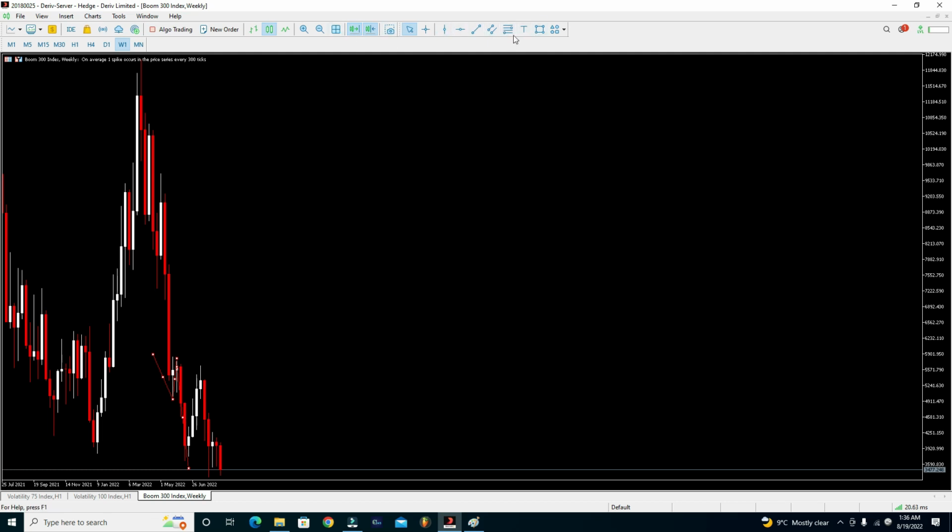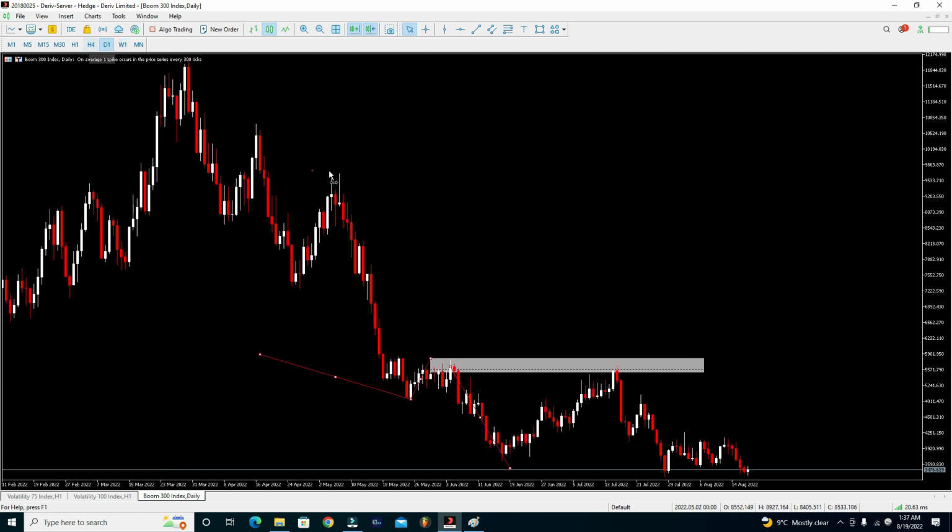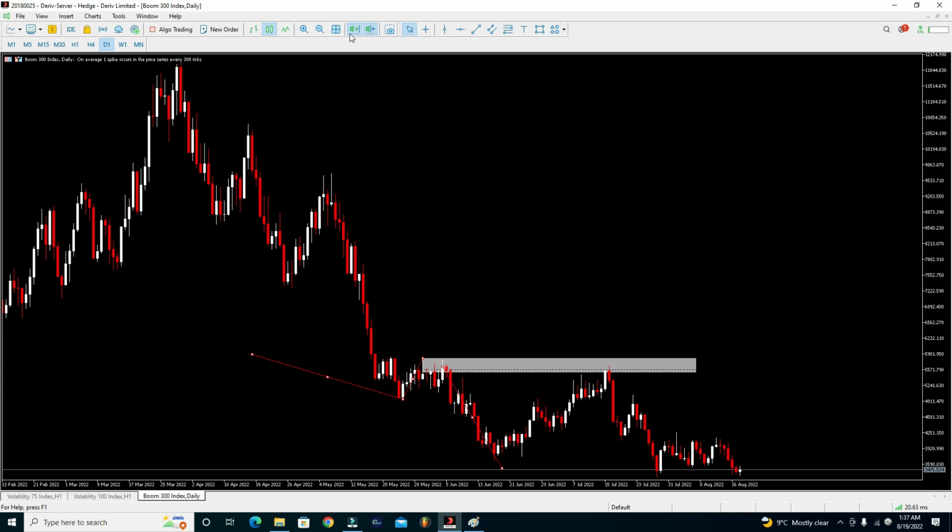Right, let me just find this. All right, there you go. There, right? But now, seeing this setup in the weekly time frame, you're going to be exposed to a lot of risk. So once you've identified your zone, what you can now do is move down to your shorter time frames. As you can see, we had this area right here.